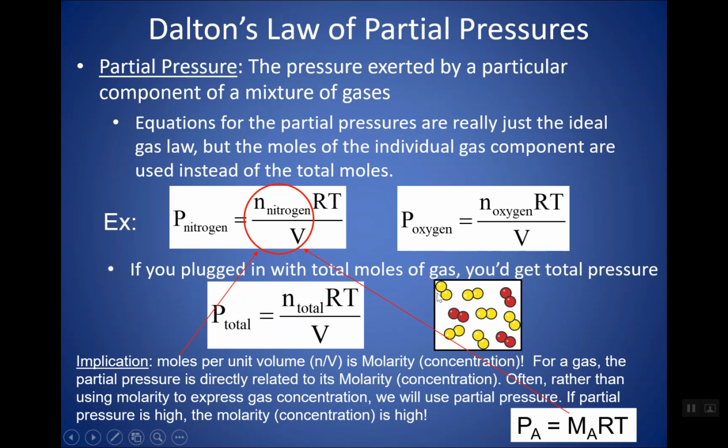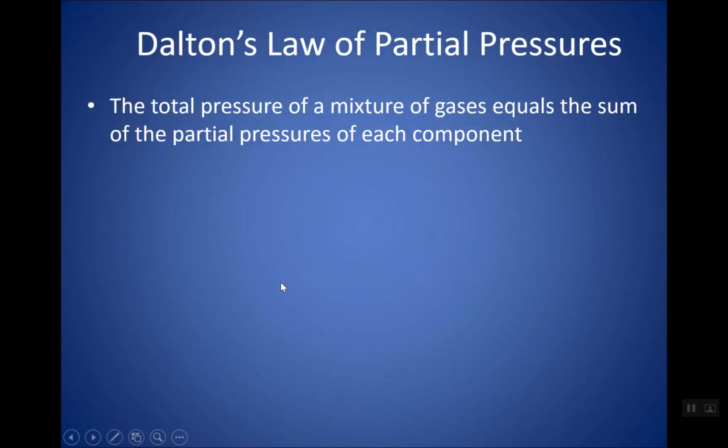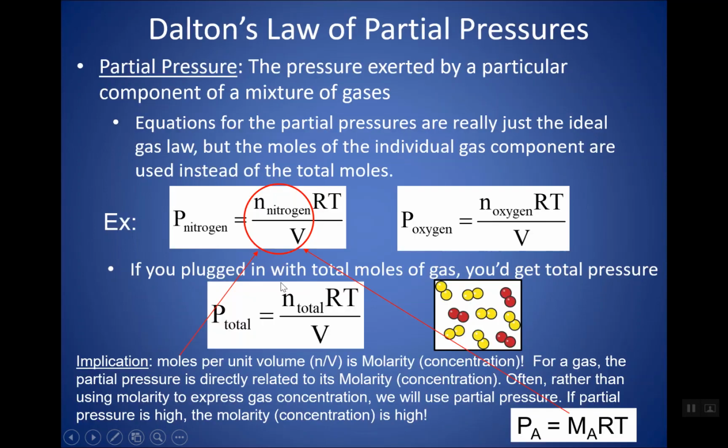Anyway, takeaways here: partial pressures use PV=nRT, but with moles of that one particular substance. What's great about this, if I go back here, is that if I were able to calculate the partial pressure of nitrogen and the partial pressure of oxygen, the total pressure would just be the sum of these partial pressures.